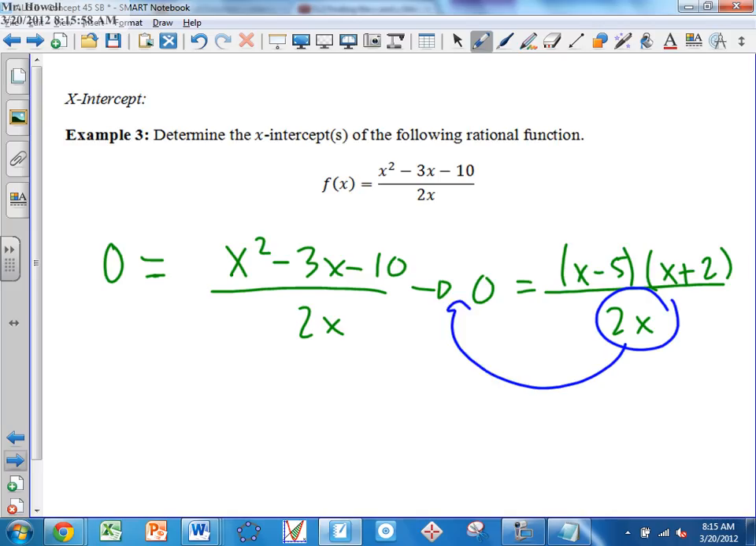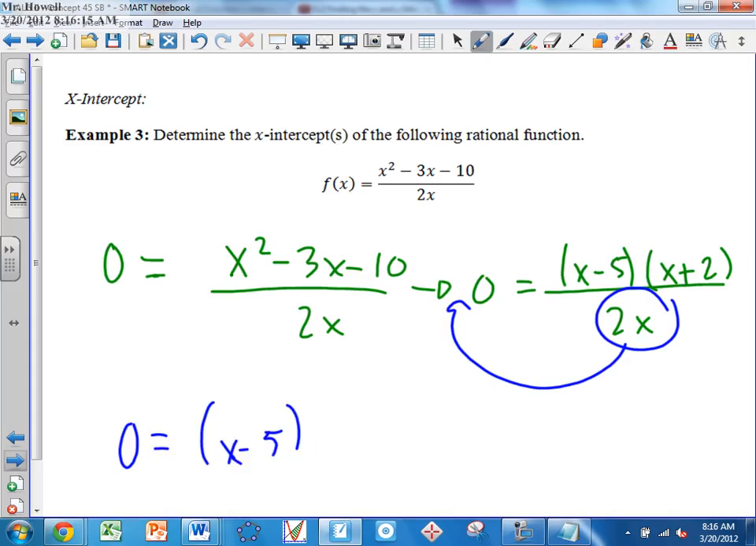It always works, just like v equals d over t. Remember v equals d over t for velocity, distance, time? You can always move it on up. So move that up. What do you get here still, though? 0. Because 0 times 2x is still 0. So you end up getting 0 equals the numerator.